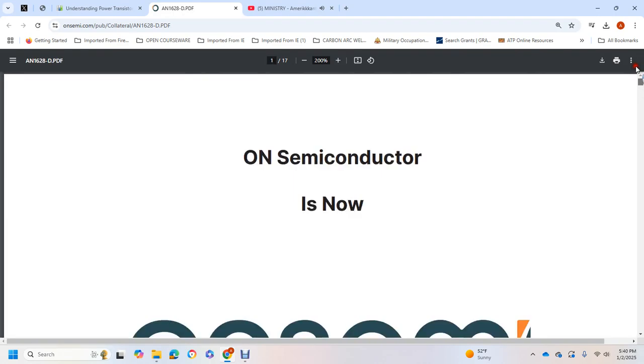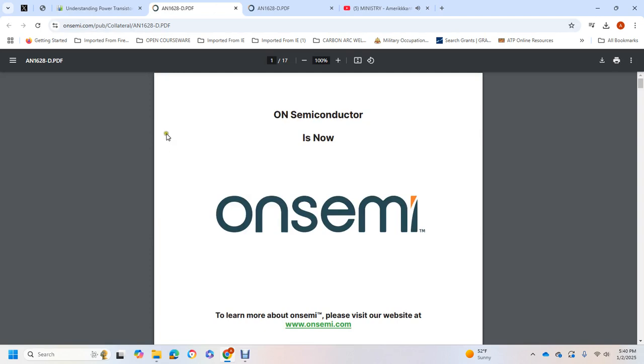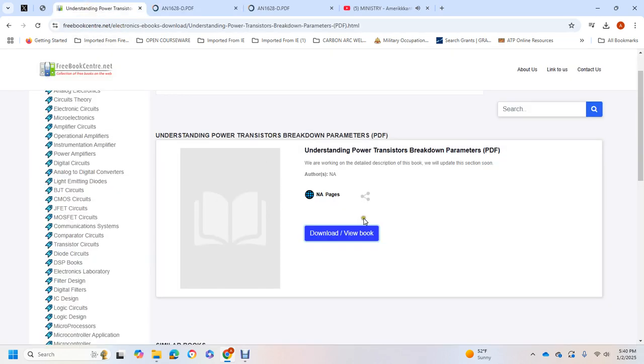This was a quick look at semiconductors, and we were probably under this one right here. Let's see if it's the same page. So we open this page. This was Understanding Power Transistor Breakdown Parameters, author not applicable. Understanding Power Transistor Breakdown Parameters.